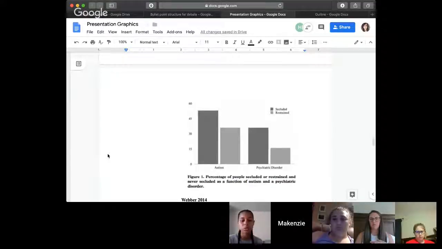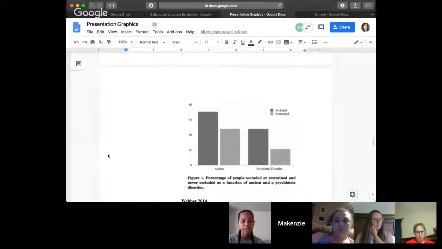Next, Tyra is going to talk about a few graphs discussing the discrimination of using restraints and seclusion on students with disabilities or autism. So according to the first bar graph that you'll see by Weber from 2014, the graph shows that individuals with autism are more likely to be subjected to seclusion and restraint, which is discrimination. So approximately 55% of individuals with ASD are secluded and about 35% are restrained. This is in comparison to the 35% of individuals with a psychiatric disorder being secluded and about 15% being restrained.